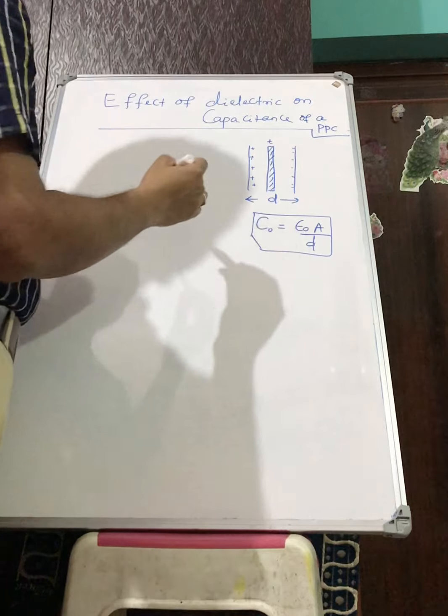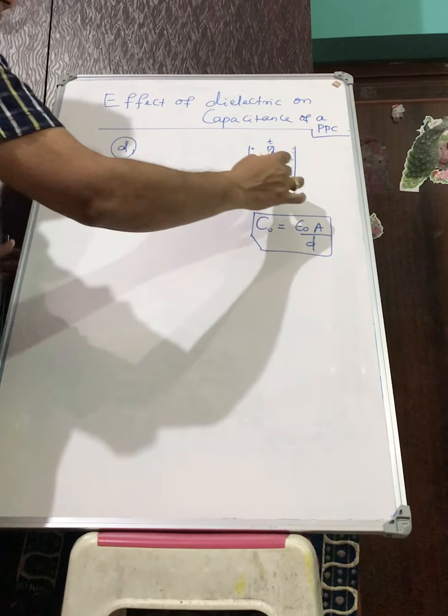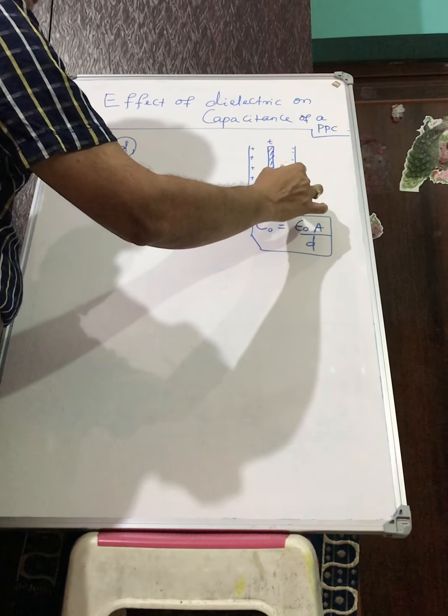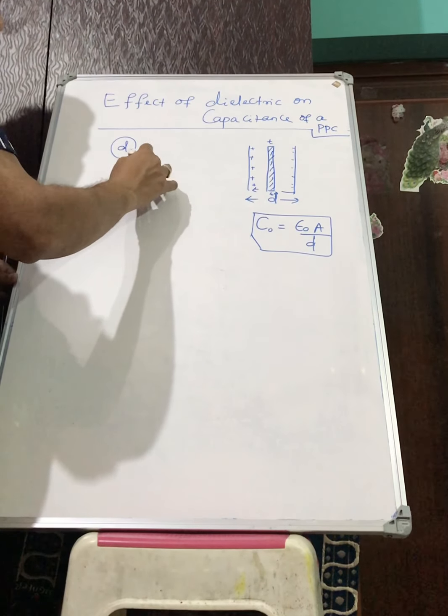Let its thickness be t. So the total distance was d. We have placed a dielectric of thickness t here. So the remaining part, the thickness will be d minus t.